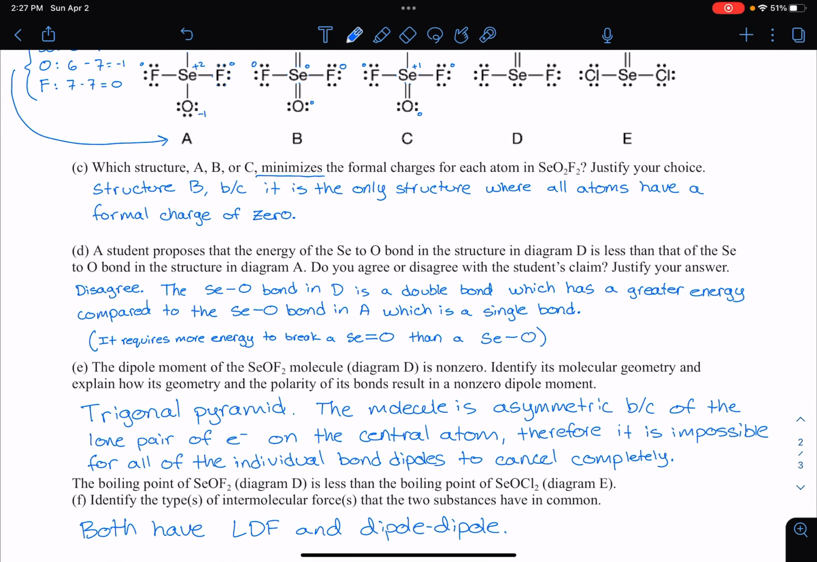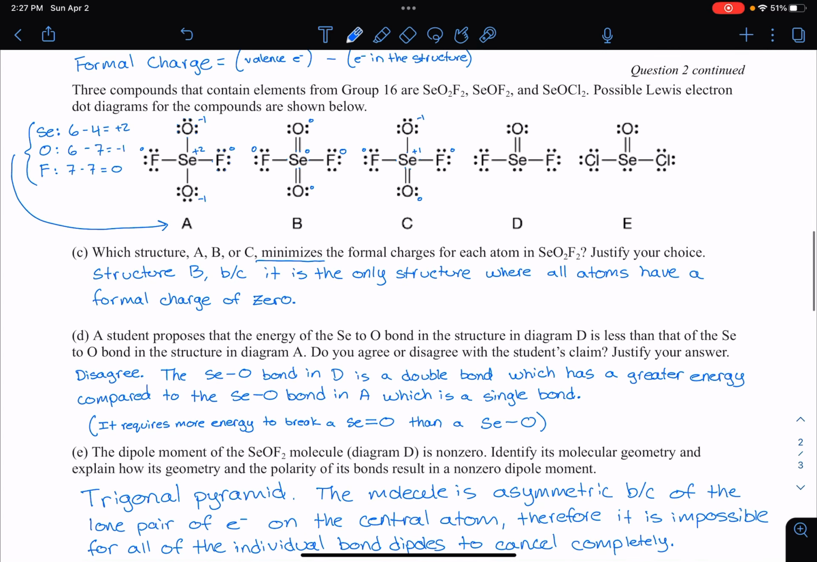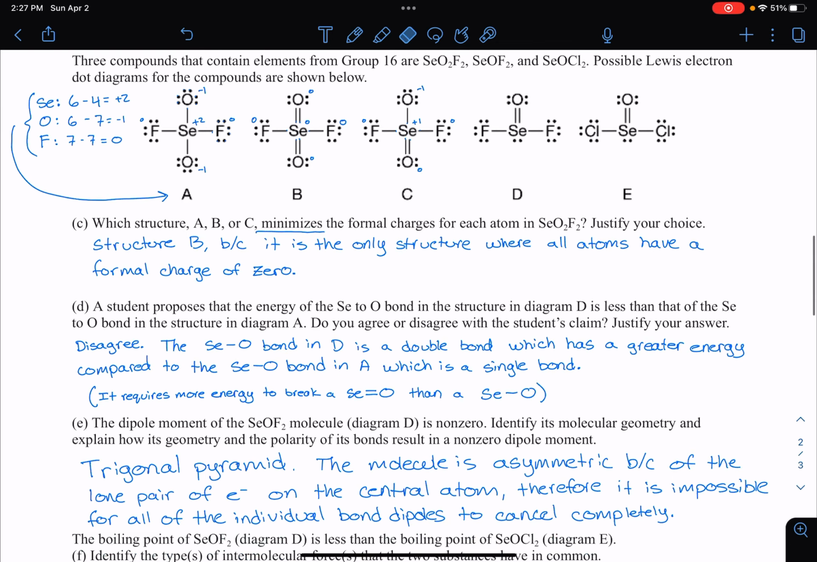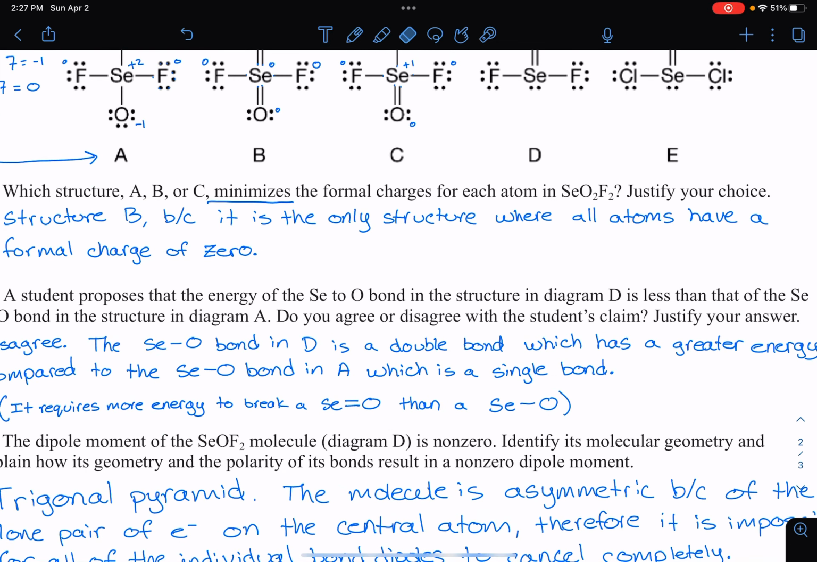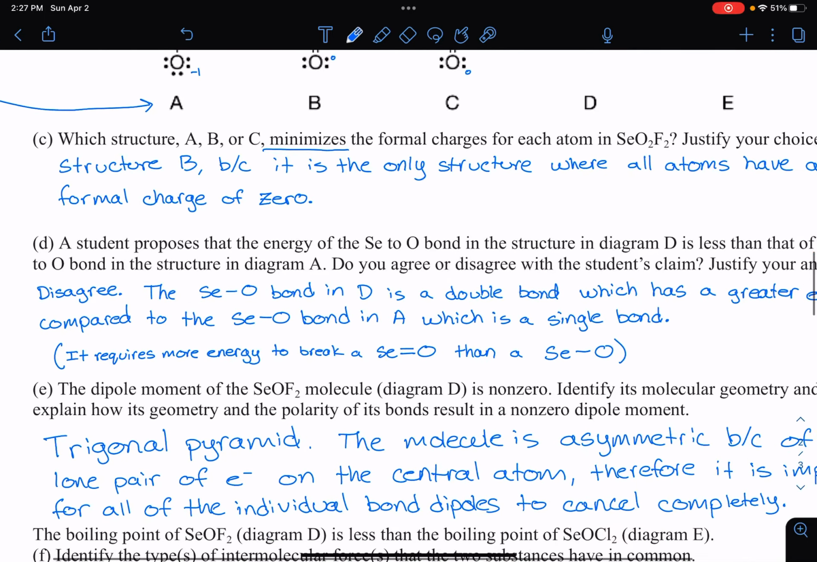Part D here. A student proposes that the energy of the Se to O bond in the structure in diagram D is less than that of the Se to O bond in the structure in diagram A. Do you agree or disagree with the student's claim? Justify your answer. So here's a tip as far as test taking. When the question is asking you something like this, whether it's true, false, disagree, or agree, or increase, decrease, or something like that, state that answer first. And even like I put here, disagree, period.